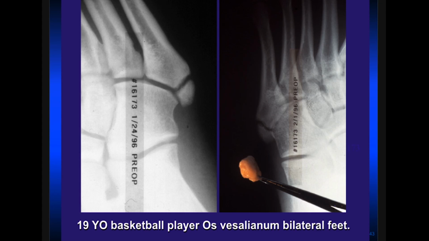This is an example of a symptomatic os vesalianum, so the peroneus brevis inserts right here. And if you think about the sport of basketball where they're changing direction, doing a lot of things, that peroneus brevis is pulling on this, so then you develop a stress fracture here, but this isn't anything that can be excised. So this is more of an ossicle problem. Don't try to fix this. This is an ossicle problem.